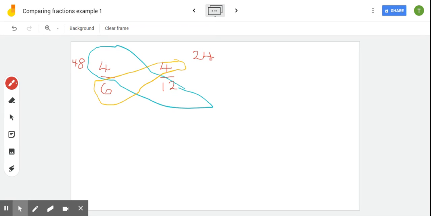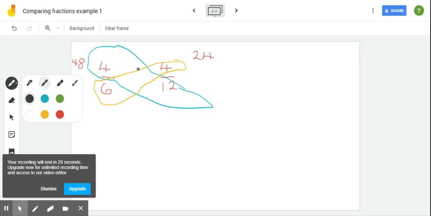Now, as we can see, 48 is bigger than 24. 48 is larger than 24. That means 4 over 6 is greater than 4 over 12. So you put the greater than sign in between. Remember, the right elbow shows the greater than sign. Very simple. Then you are done. So that's how to do it.